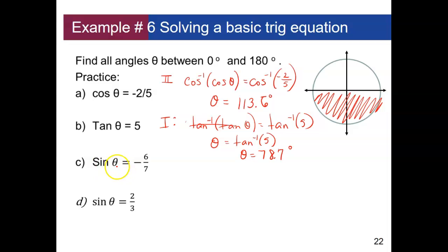Okay, moving on to the next one. Here we have sine of theta equals -6/7. Well, when I look at this automatically, I have a little bit of a problem because sine is negative in these two quadrants, but we're not using these two quadrants. So this is going to be a no solution problem. Okay, so it's undefined or no solution that falls within the interval that they've specified. Now, there are solutions to this, just not between 0 and 180.